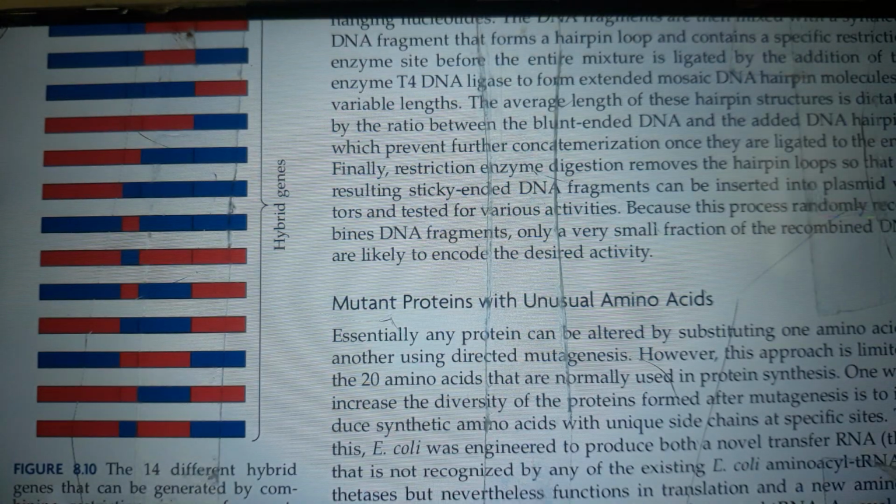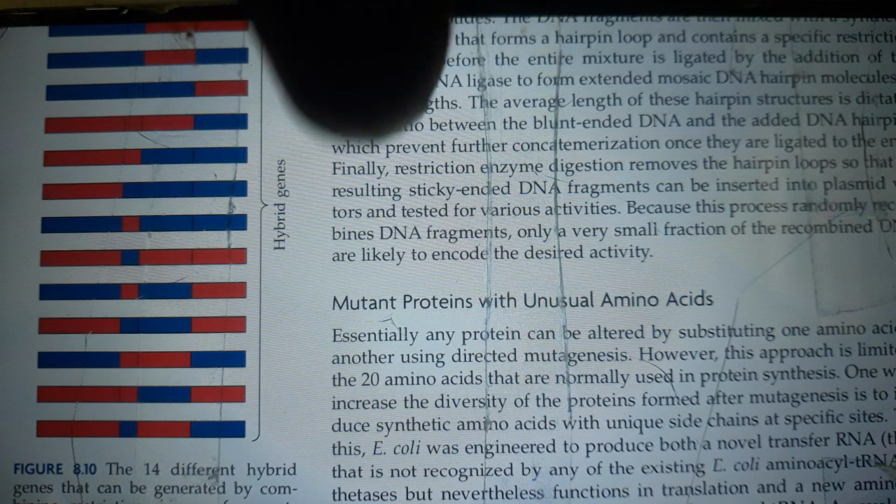Finally, restriction enzyme digestion removes the hairpin loops so that the resulting sticky-ended DNA fragments can be inserted into plasmid vectors and tested for various activities. Because this process randomly recombines DNA fragments, only a very small fraction of the recombined DNAs are likely to encode the desired activity.